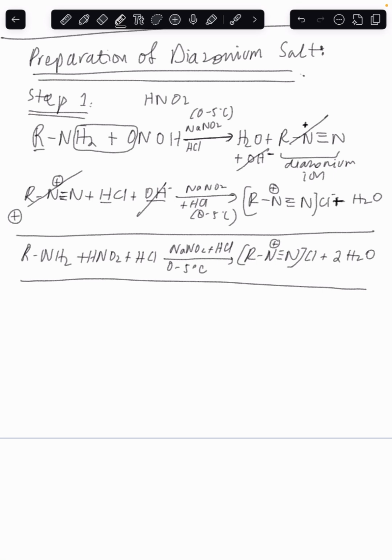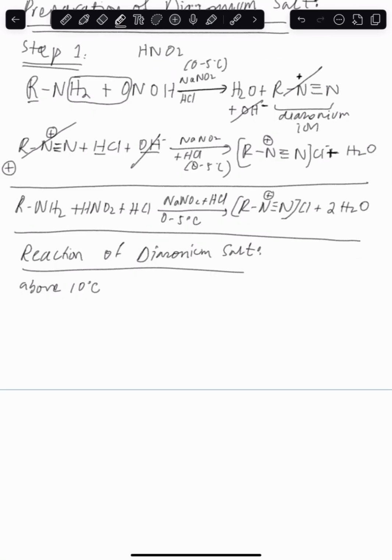Now if we ask for a reaction of diazonium salt, it will be as follows. Now we know that above 10 degrees Celsius the diazonium salt breaks down. So let's just say we have this salt right here. What we're going to do is raise the temperature to 10 degrees Celsius. It's going to break down into nitrogen gas and it's going to leave us with this body over here.